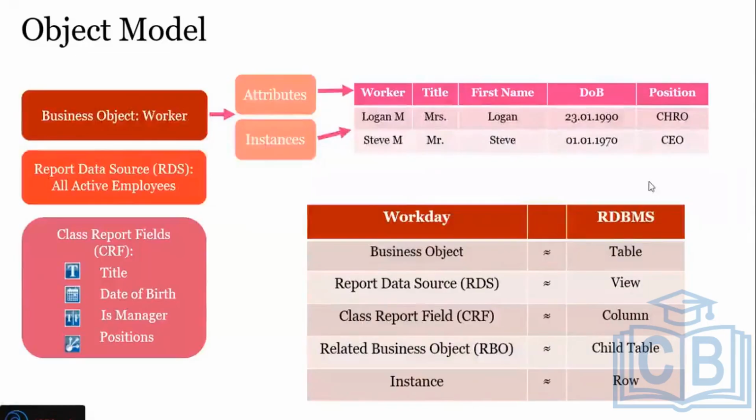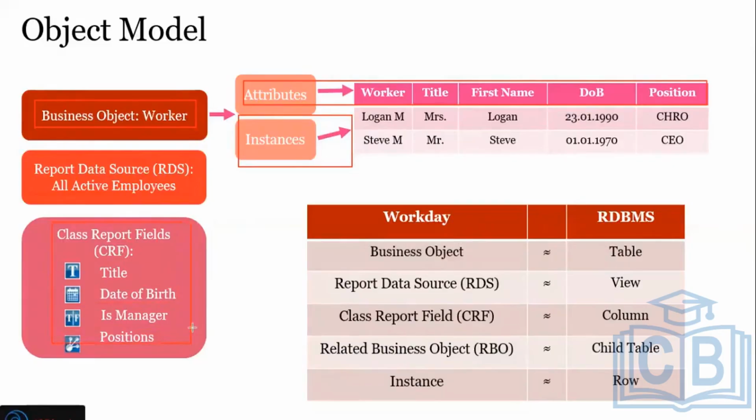This is something we have already discussed. At the top level, we have the business object. The business object defines the attributes, and then we have instances. The instances are determined by your data sources. And then we know we have class report fields.